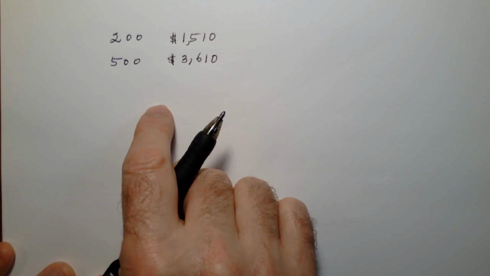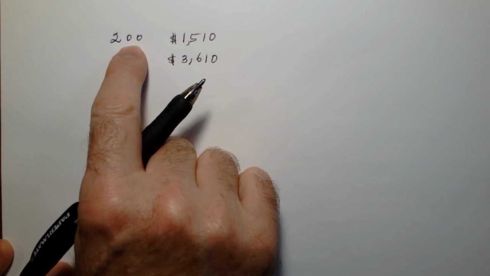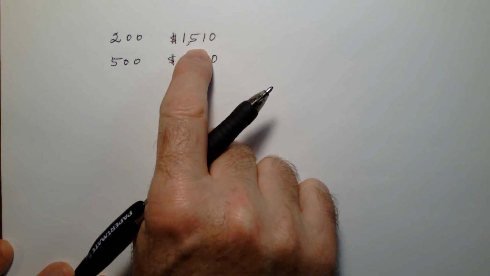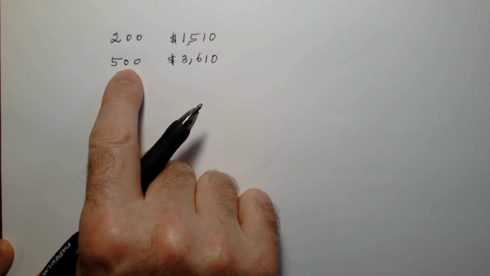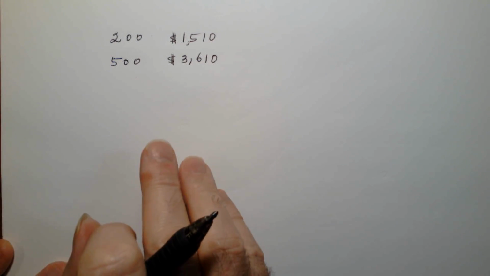Okay, so let's take a look at the information that we've been given. We know that to install 200 square feet of tile costs $1,510, and to install 500 square feet of tile costs $3,610.